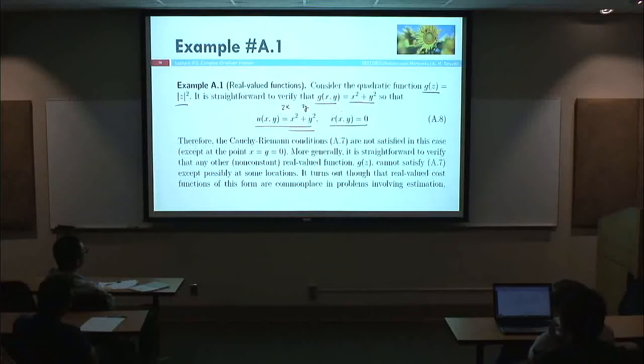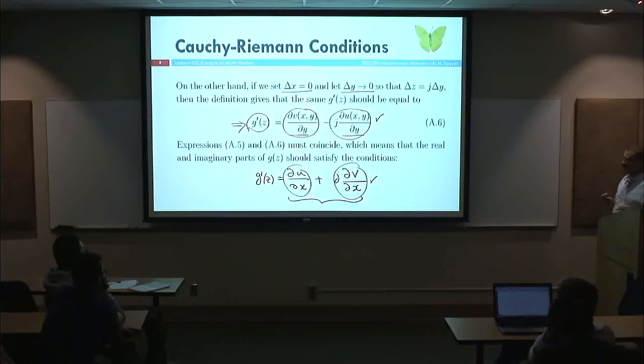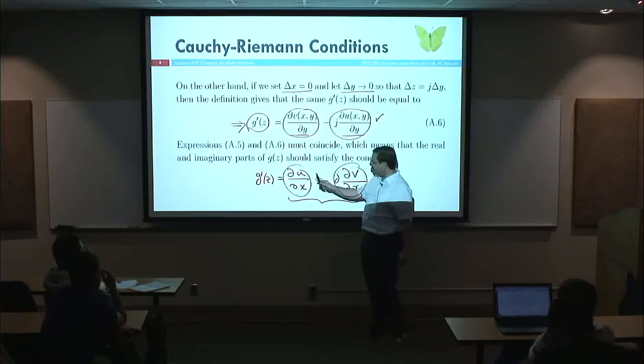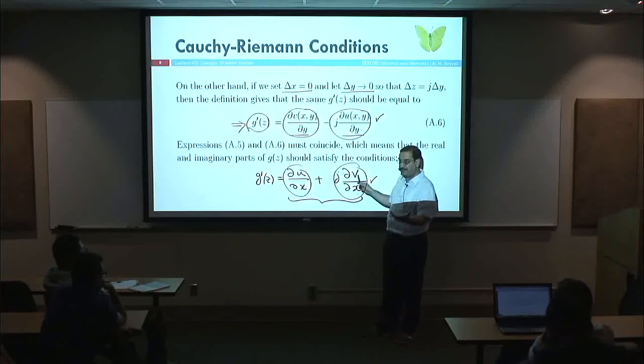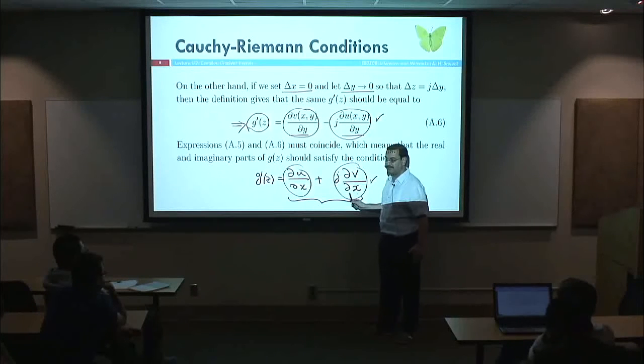If you go back, sorry. Let me do it slowly. Take this expression here. So take this expression here. What does this look like? Remember, g is u plus jv. So this is like the partial derivative of g relative to x.